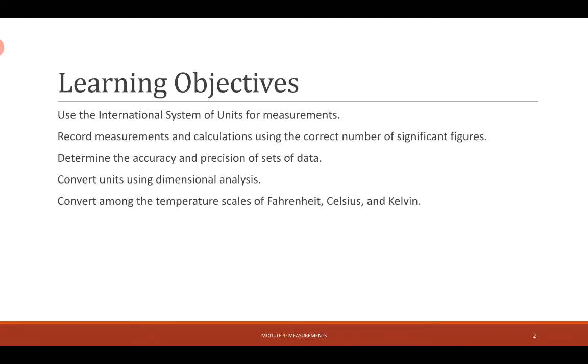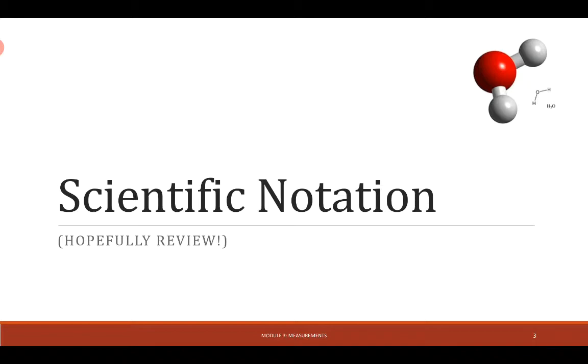The learning objectives for this module are to learn how to use the SI unit system for measurements, record measurements and calculations using the correct number of significant figures. We will also be discussing accuracy and precision, using dimensional analysis to convert units, and also learning about Fahrenheit, Celsius, and Kelvin temperature conversions.